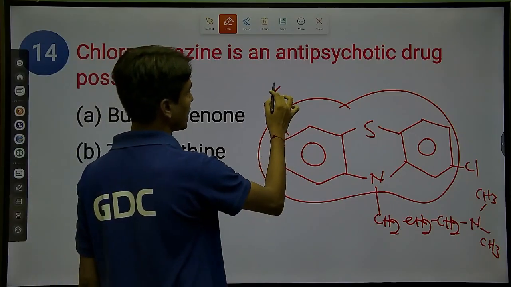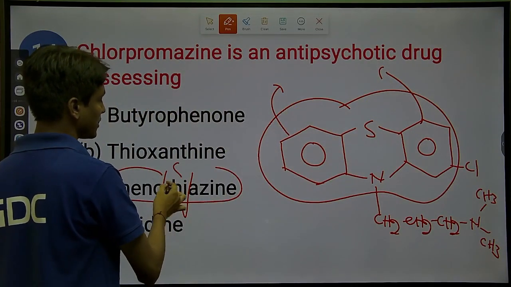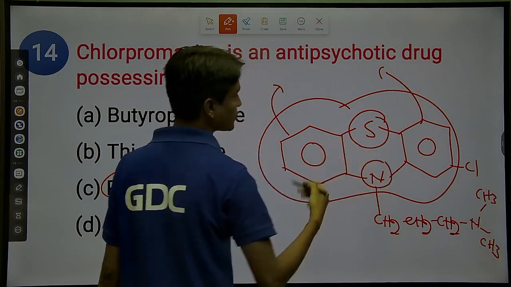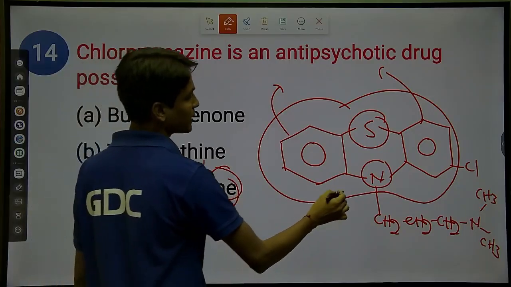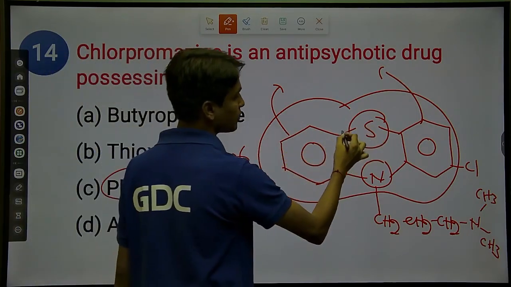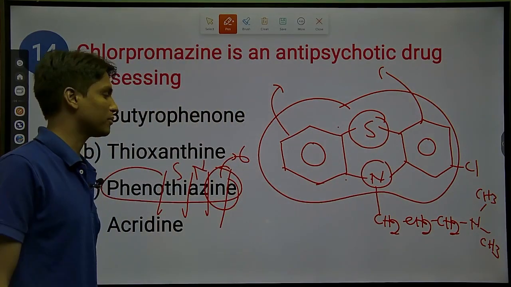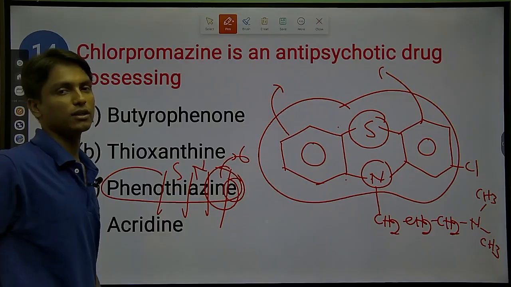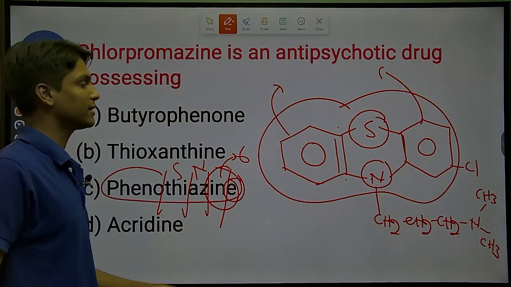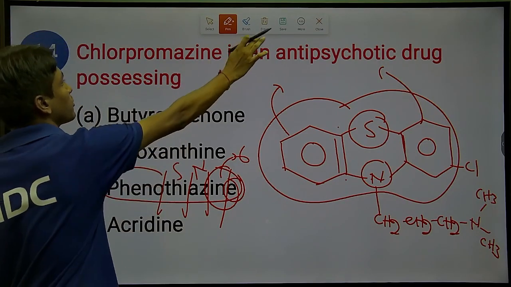Pheno is nothing but the phenyl group. Thia is nothing but sulfur, az is nothing but nitrogen. Sulfur is there, nitrogen is there. Ine means the ring is six-membered: 1, 2, 3, 4, 5, 6. The ine also indicates it is unsaturated, with double bonds at the corners. Hence phenothiazine is the basic ring present in the chlorpromazine drug.